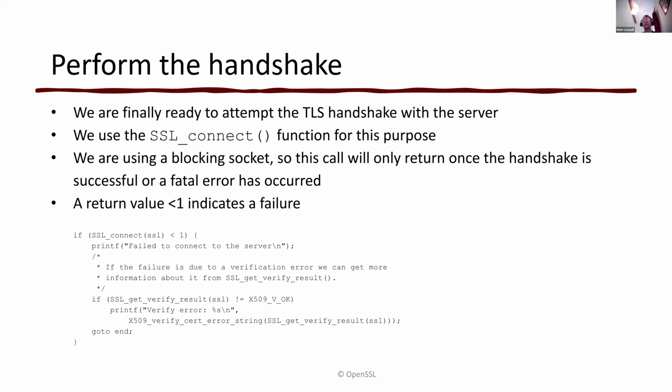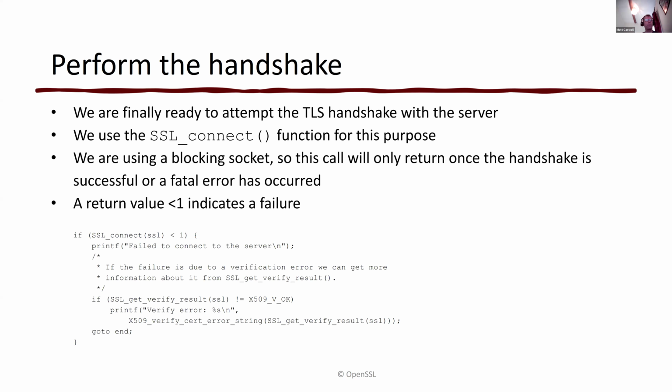A return value which is less than 1 indicates a failure. And again, we're going to bail out if that occurs. Otherwise, if it's 1, then great. The handshake was successful. We've successfully created our TLS connection with the server.